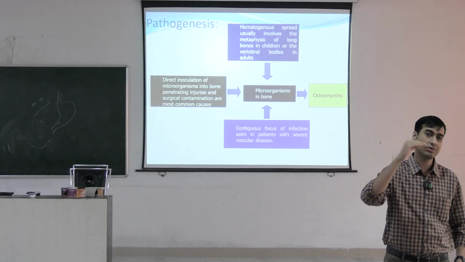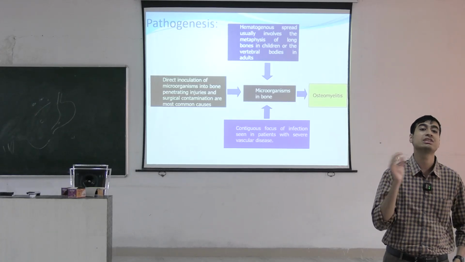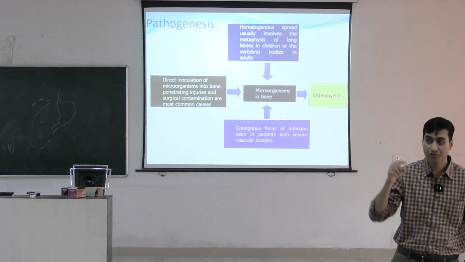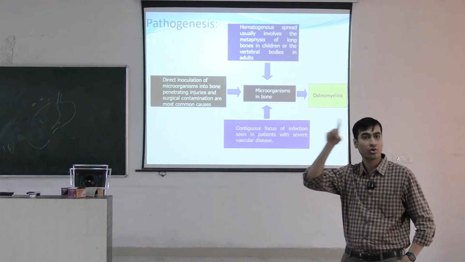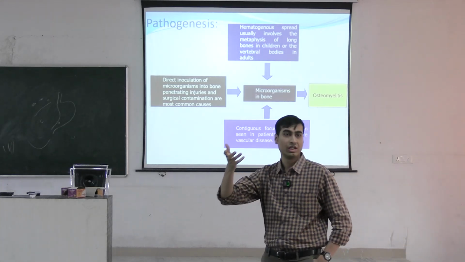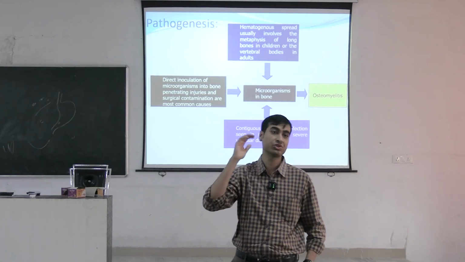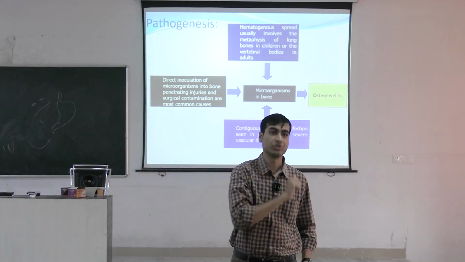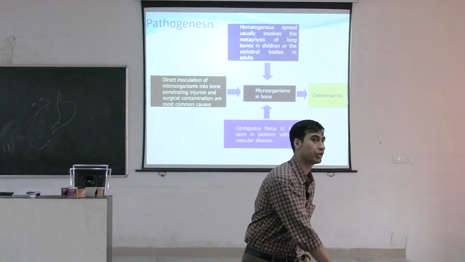So the metaphysis of the long bone is an ideal place for these things to grow and proliferate, because you have the end loops. These are called the vascular end loops, where your microorganisms start to grow. That's why the metaphysis is the most favorable area for the initial start of osteomyelitis. This is again very important for your exam.